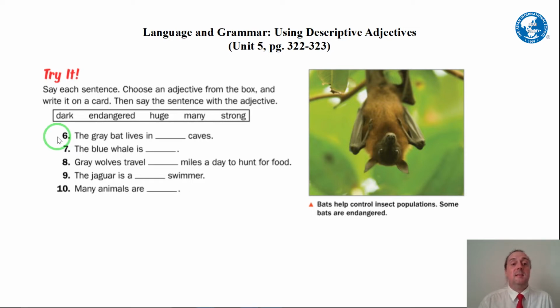Ready? Number 6, the gray bat lives in dark caves. Number 7, the blue whale is huge. Number 8, gray wolves travel many miles a day to hunt for food. Number 9, the jaguar is a strong swimmer. Number 10, many animals are endangered. We will learn more about endangered later. So these are descriptive adjectives that help us understand more when we are writing and when we are speaking.